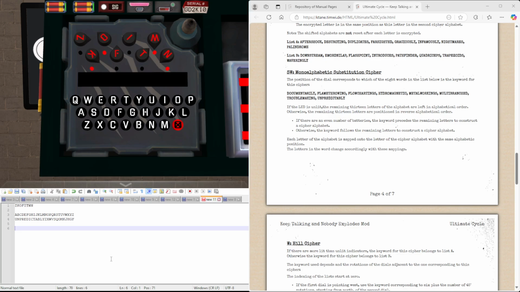Z becomes N, K becomes B, O, T, F, Z, I, G, T, I, W, P, N, B.